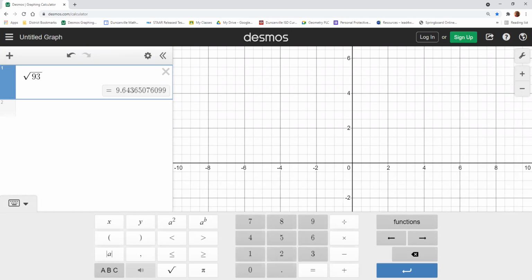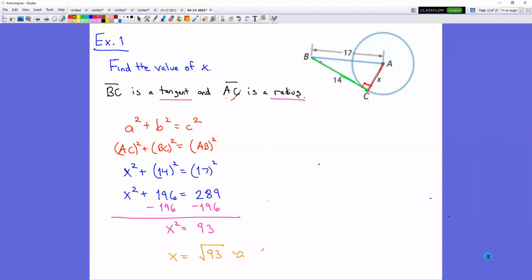So therefore, going back to my paper, I'm going to get about 9.64. And so the value of x is approximately 9.64, which means, of course, that the radius, because x was a radius, AC was a radius, that means the radius of this would be 9.64. Okay? All right, and that's how you find the value of x in this particular problem.